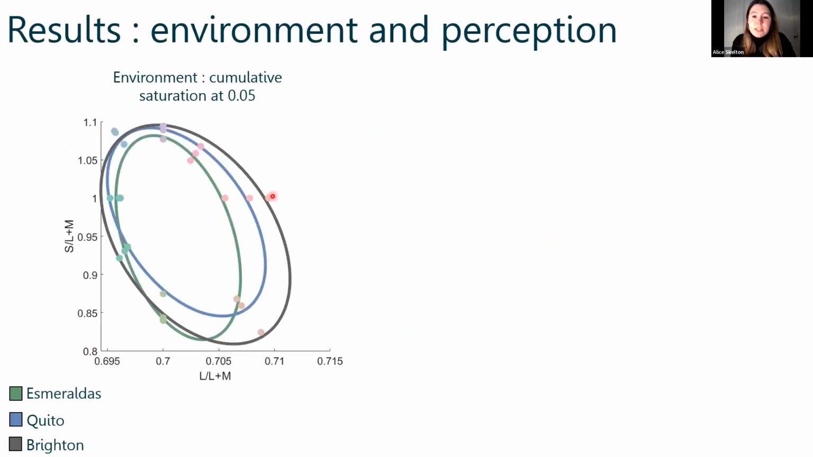So here's the distribution of scene statistics for the 3 environments that we have. So in green, you've got the Esmeraldas, and in blue, you've got Quito, and in gray, you've got Brighton. And you can see that all 3 environments are elongated along this similar direction, along the negative diagonal, showing a greater amount of variation along that direction than in the reflection. You can see that the Esmeraldas appears to have a tilt in its orientation, which is consistent with what Mike Webster's found when he's looked at arid versus lush environments. Lush environments tend to be tilted in this way.